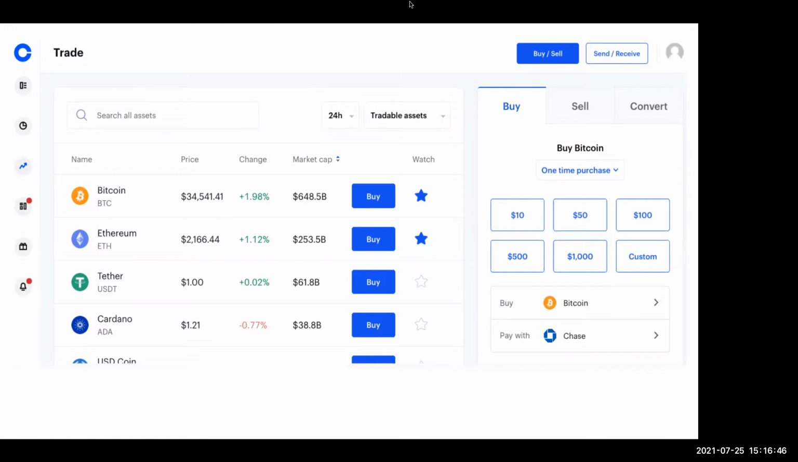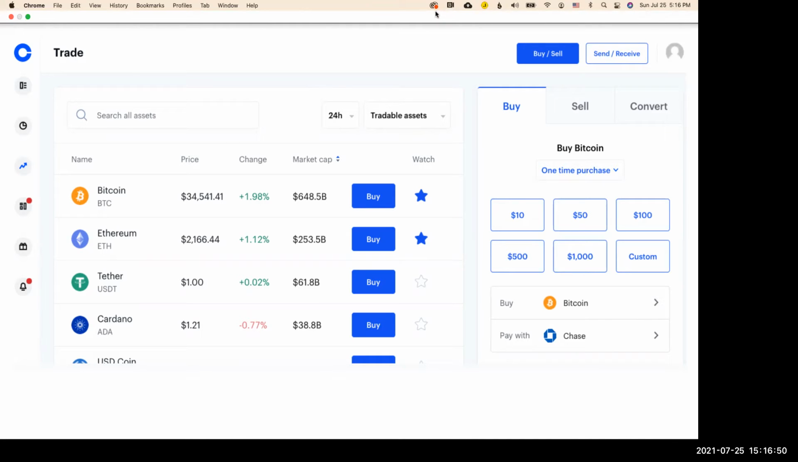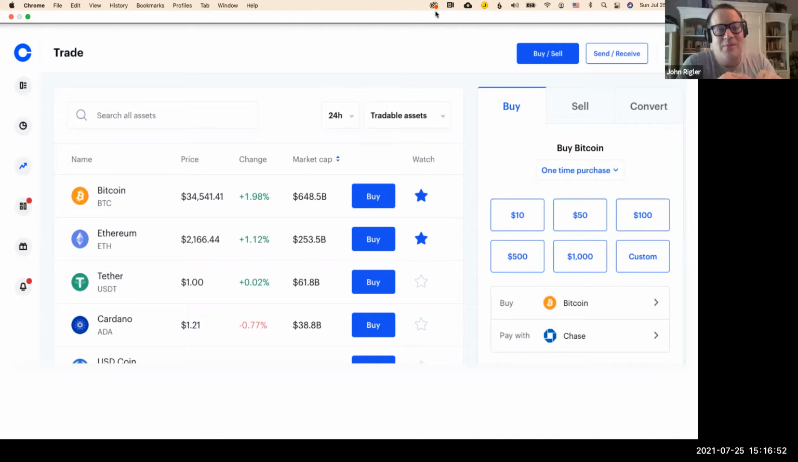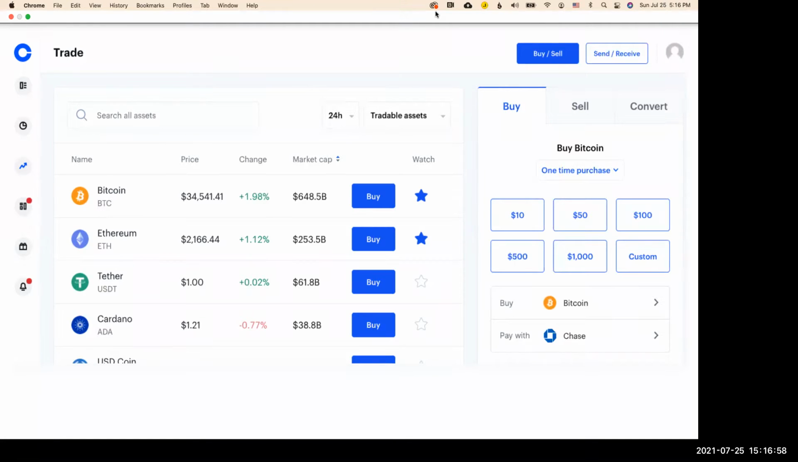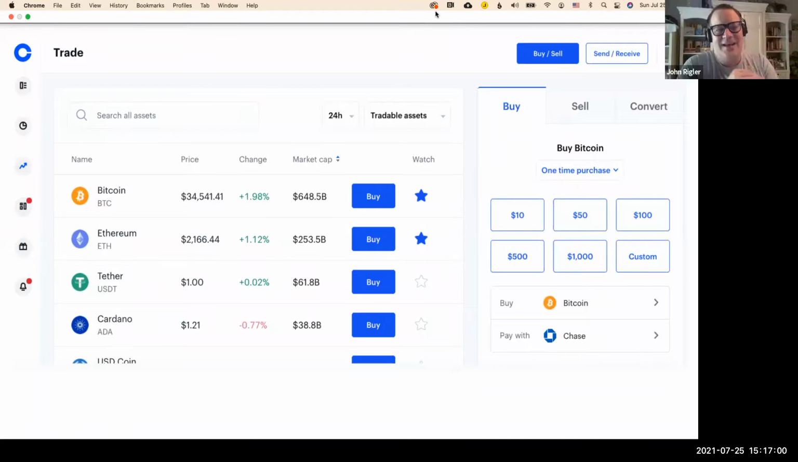Yeah, I heard of it, but I use Robinhood for buying some Dogecoin. Oh, you use Robinhood? So you're able to buy crypto using Robinhood though, right? Yeah, Dogecoin. I like Dogecoin. Dogecoin is really, really interesting.